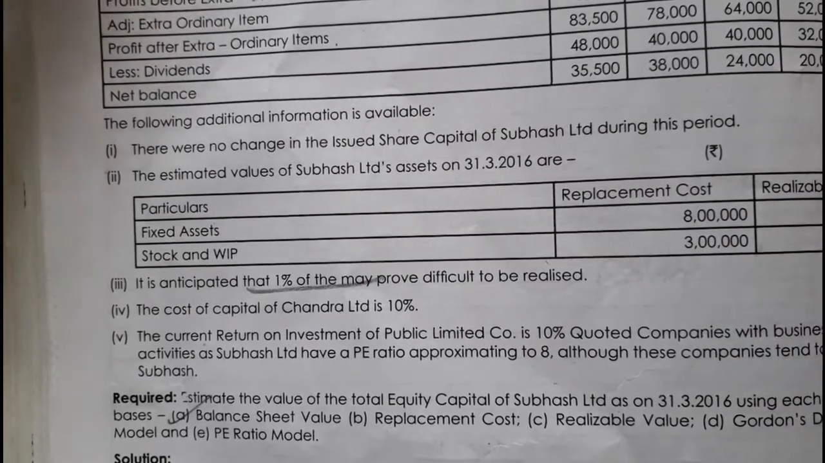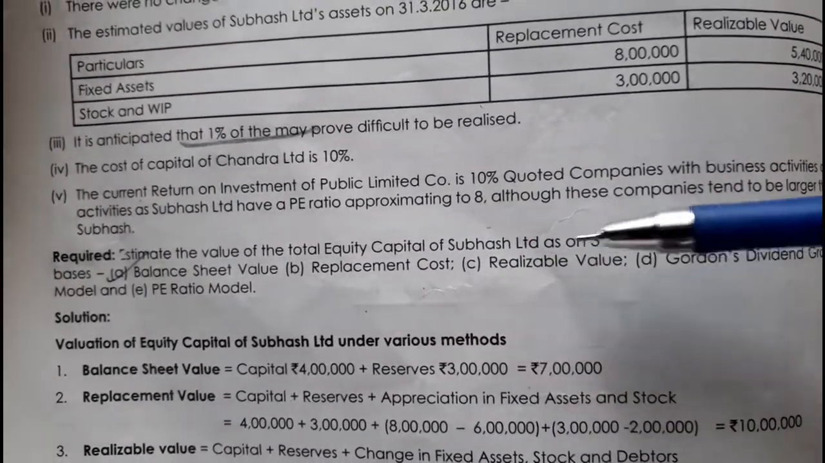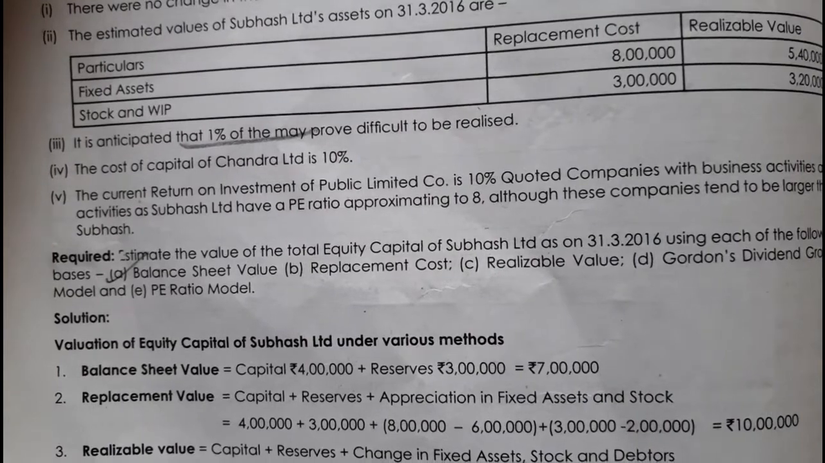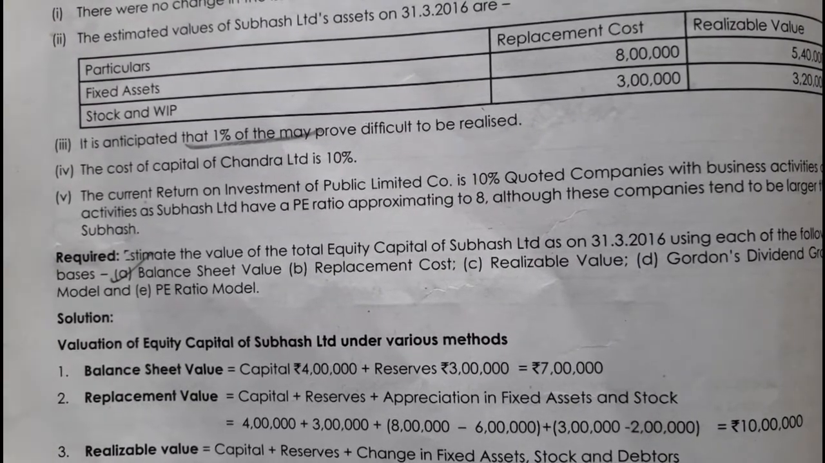The replacement cost and the realizable value have been given, and a few adjustments are there. Now what we are required to find is to estimate the equity value. We have to find it. We know what the equity shareholders hold, the equity share amount as well as the reserves amount.